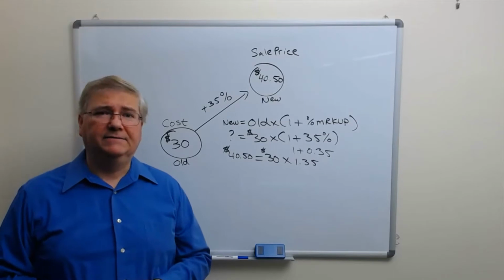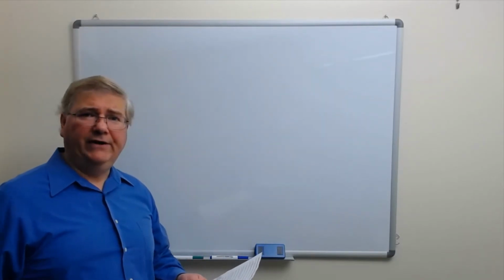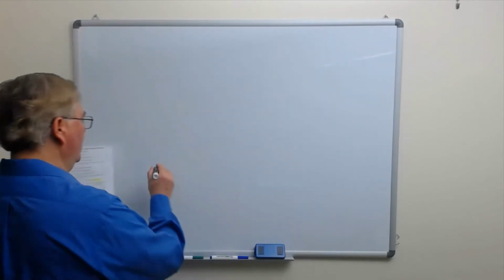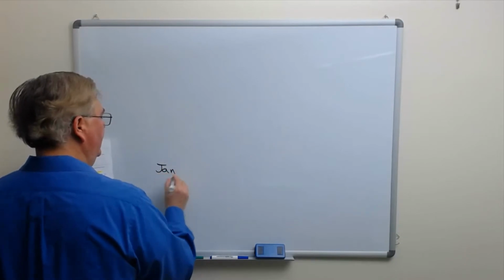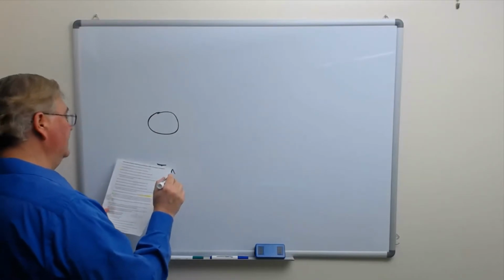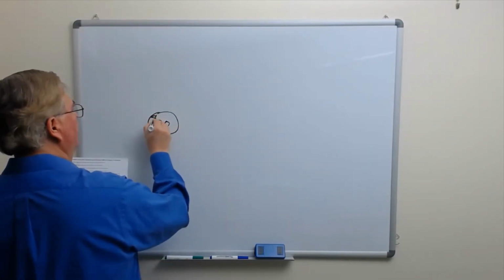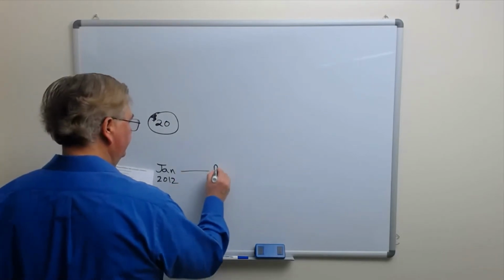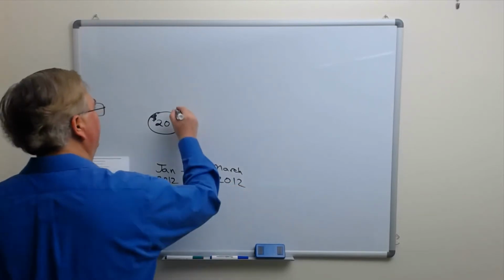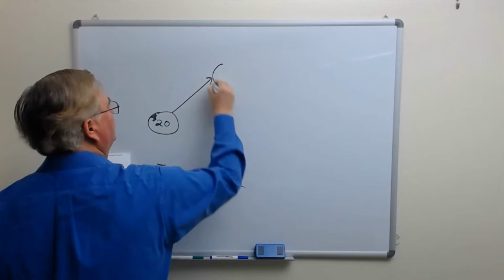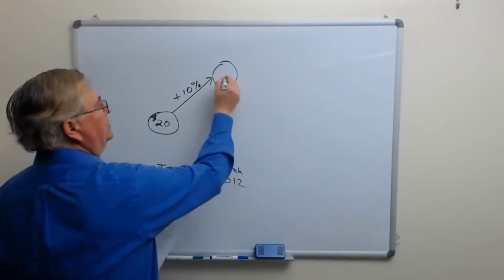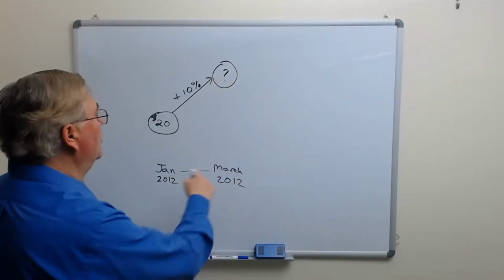Next, let's move on to question 8. Now in question 8, we're dealing with a stock price, XYZ stock, and it starts out on January 1st, 2012. So I'm just going to draw a little timeline here. January 2012. We start out at $20 a share. By the end of March 2012, the stock price gained 10%. So we should draw a diagram like that. And the question is, what is the stock price at the end of March?